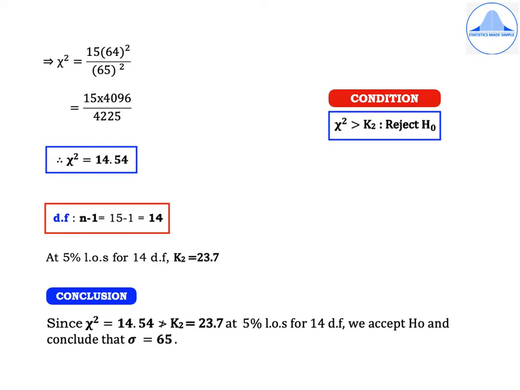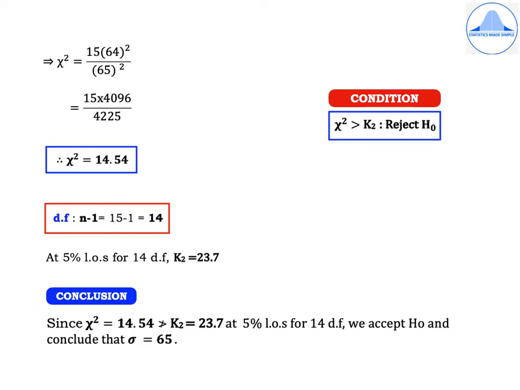Now, what is the condition which is used to accept or reject H naught for this particular problem? So, the condition is, because it is a right-tailed test, you have to check if chi-square is greater than K2 at alpha level of significance. If it is greater, then you reject H naught. Otherwise, you will accept H naught.